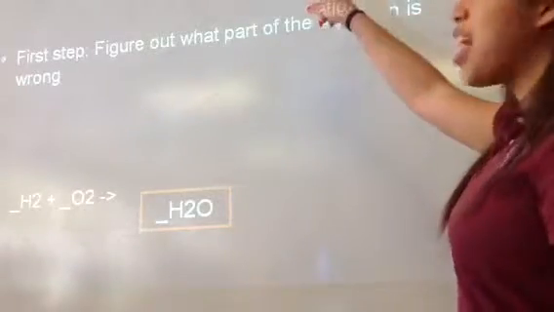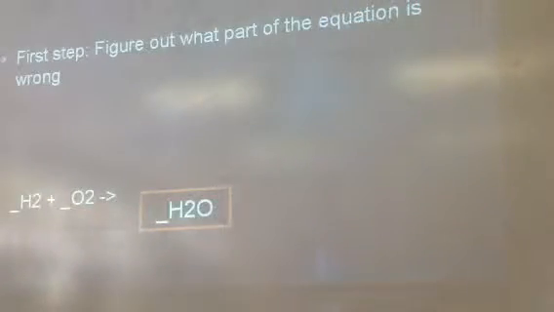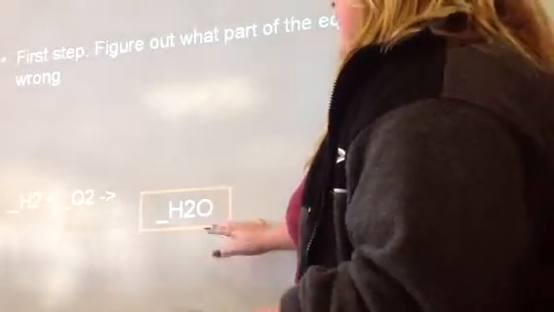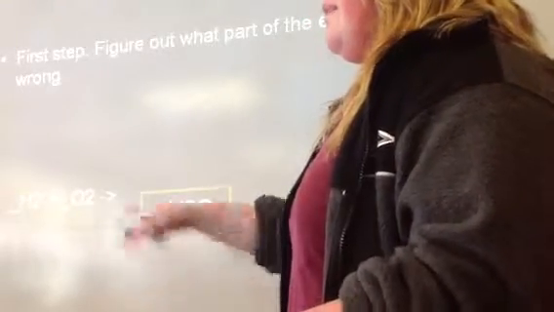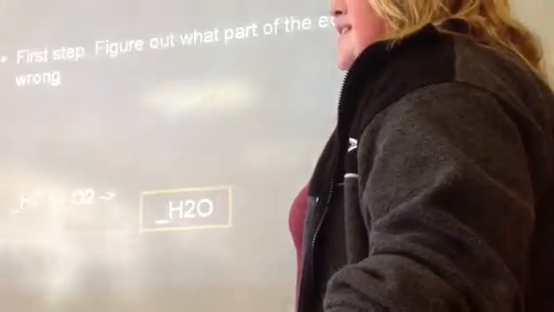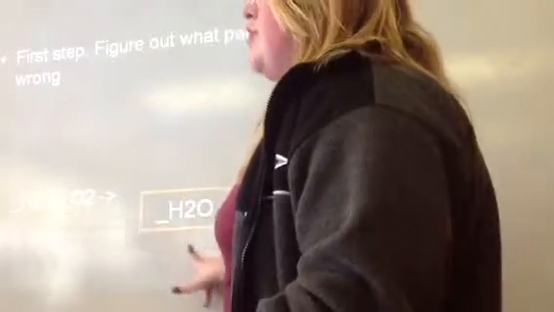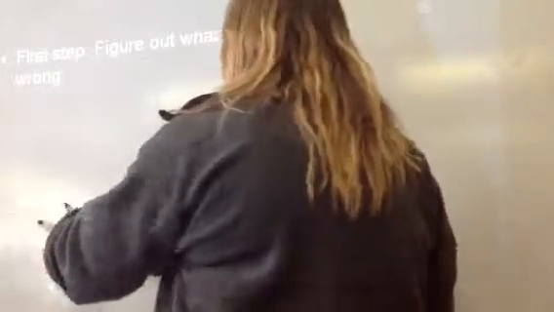Okay, so this is how we balance equations. Kayla's going to show you. Okay, so the first step is to figure out what part of the equation is wrong. So I have it highlighted here, but do you know why it's wrong? Because here we have 2 H's and we have 2 O's, but here there's 2 O's, but we only have 1 H. So the numbers and letters here have to match up.